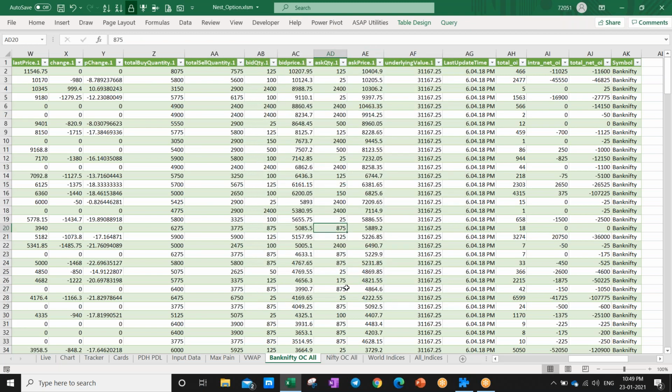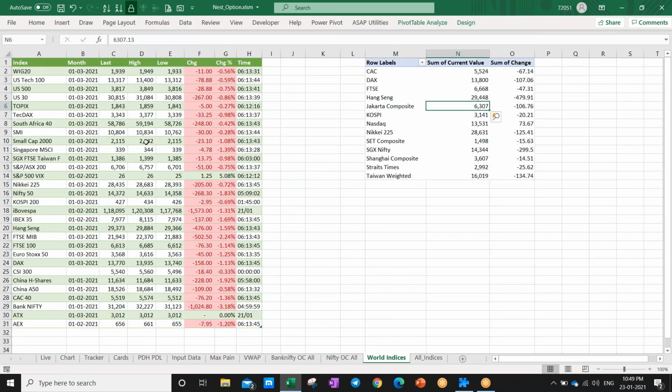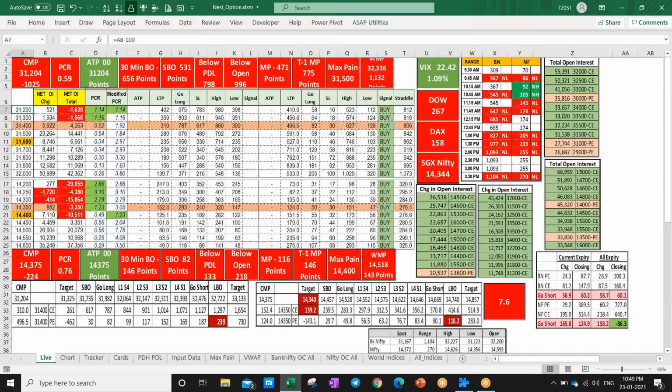So this one table is for Bank Nifty option chain data. For Nifty option chain data, you can see here. And then the world indices, this US Dow Jones, DAX, you can see here. You can change it, go there and change it. And for SGX 50, you can go here and change it here. So this is how you need to change the timings or refresh duration.